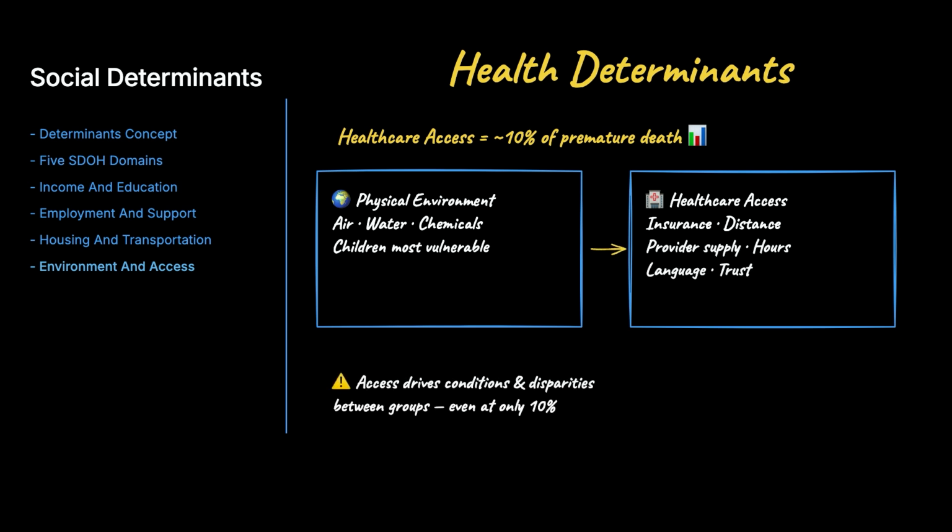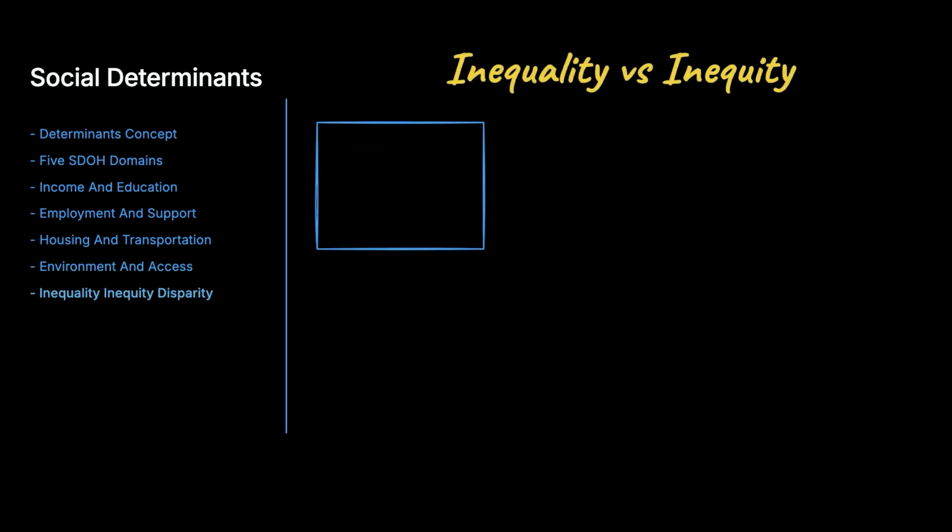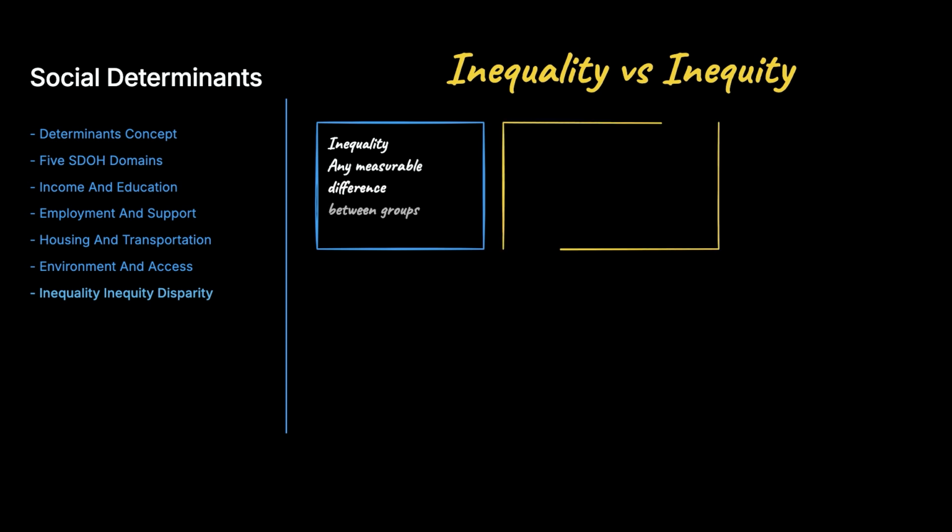Healthcare access depends on insurance, distance, provider supply, hours, language, and trust. Remember that healthcare access drives only about 10% of premature death overall, yet it can decide specific conditions and the disparities between groups. The exam may test 3 related words.